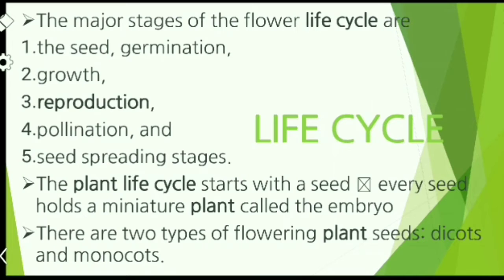The life cycle. The major stages of the life cycle of a flower are the seed germination, its growth, reproduction, pollination and seed spreading stages. The plant life cycle starts with a seed, and every seed holds a miniature plant called the embryo. There are 2 types of flowering seeds, dicots and monocots.